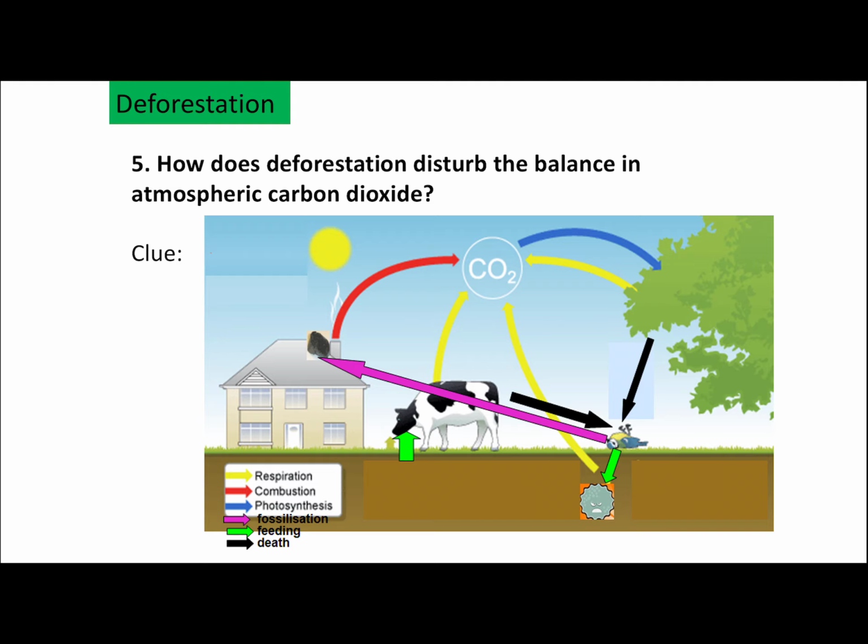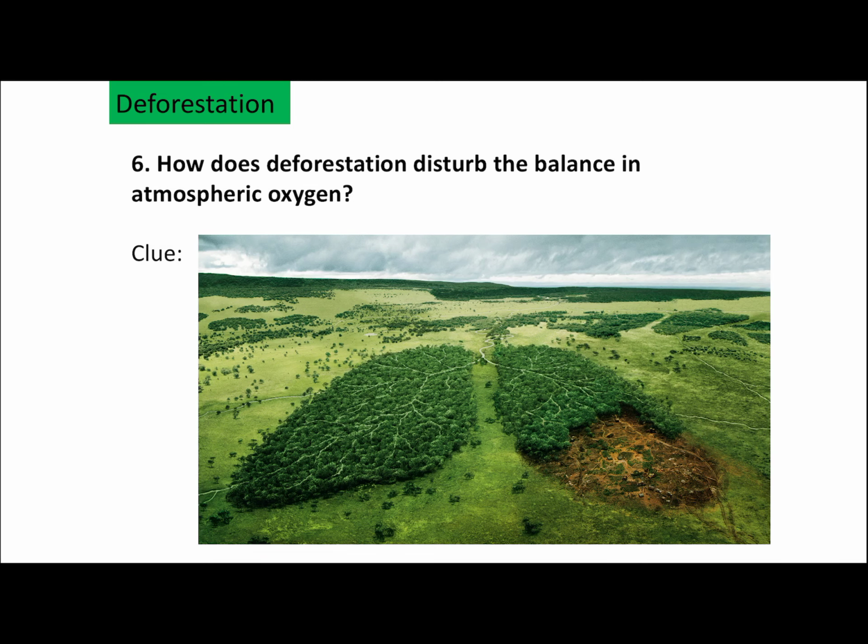So overall, all of these things are going to increase the net gain of carbon dioxide in the atmosphere. So less will be taken into the trees and more will be released into the atmosphere overall. So we talk about it as a net gain.